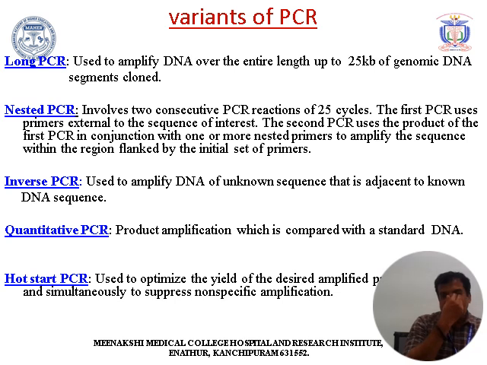Quantitative PCR, which will be compared with the standard DNA. And hot start PCR, which is used to optimize the yield of the desired amplified product, and simultaneously it is used to suppress non-specific amplification. So these are the different types of PCR.